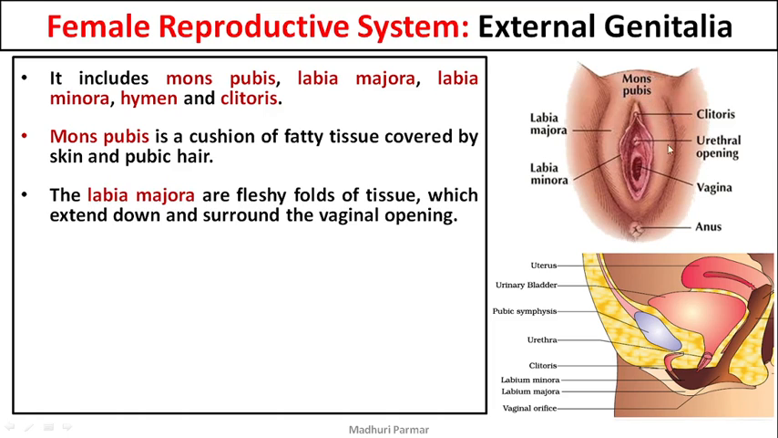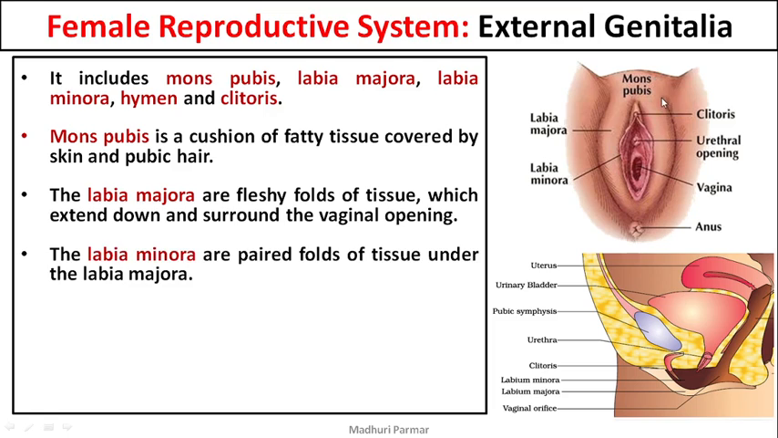Then you have these two parts, the left and the right. These thick portions that you can see look like lips, so they are known as labia majora, on both sides. So you have two parts of labia majora, one on the left and one on the right. These are fleshy folds of tissue which extend down and surround the vaginal opening. So this here is the vaginal opening, and it is surrounded by your labia majora.